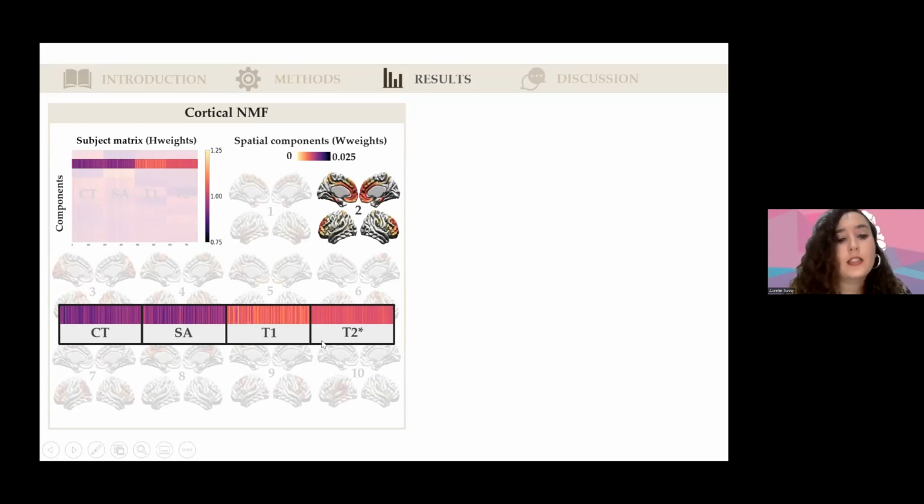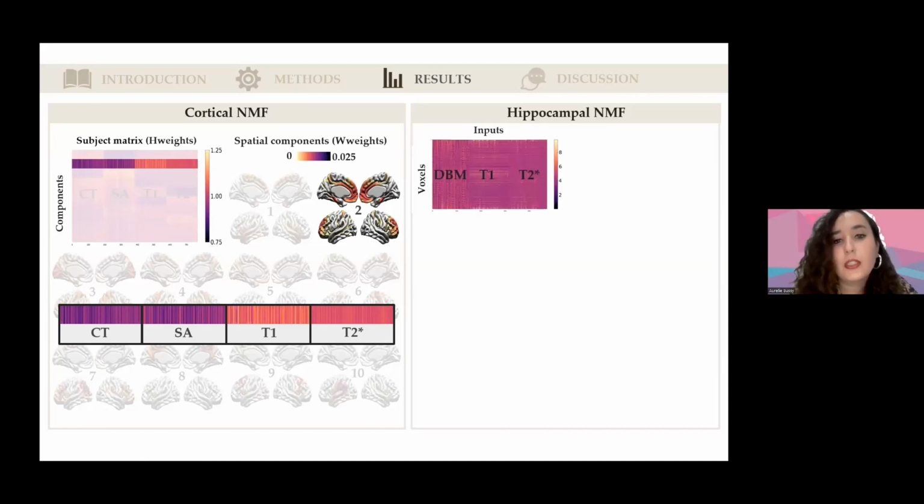So we can extract different information. We can either look at the population level, where we can see that overall we have lower CT and SA in this component and higher T1. But we can also look at more specific inter-individual variations. If you look at T1, for example, you can see that there are different colors for different participants, and that is what we are interested in investigating further.